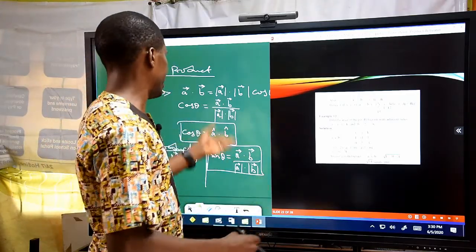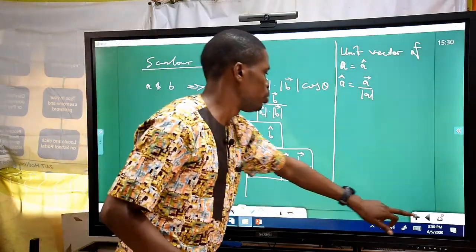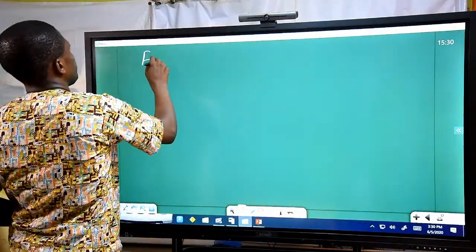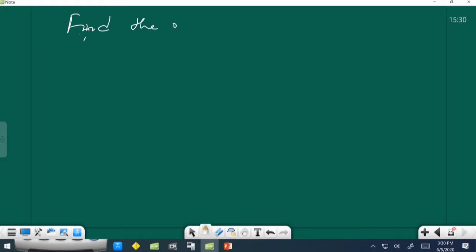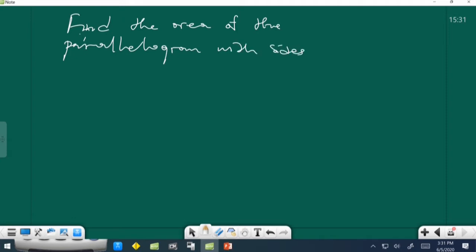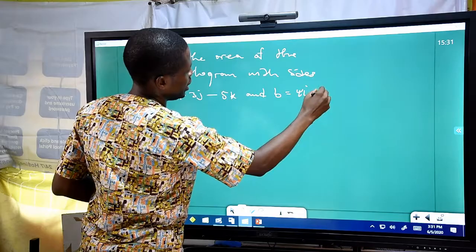We can check another example as follows. Find the area of the parallelogram with sides A equal to 2i plus 3j minus 5k, and B equal to 4i minus 3k.